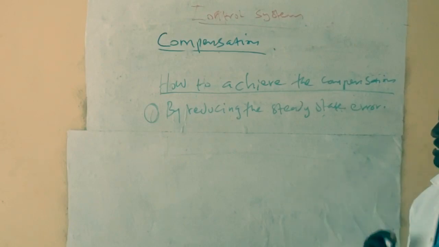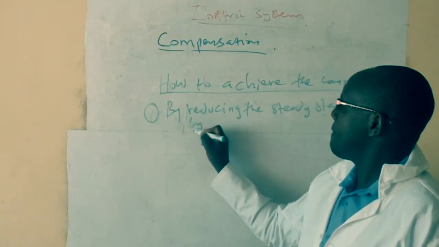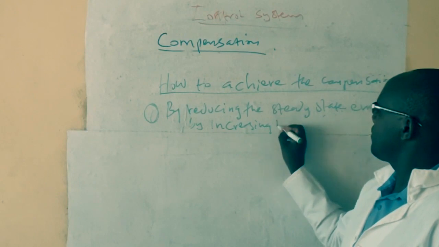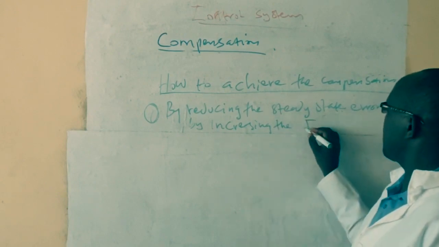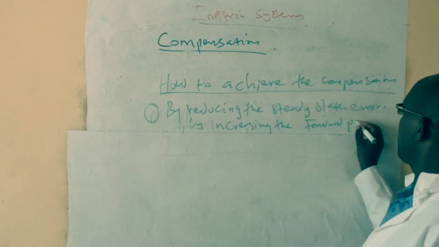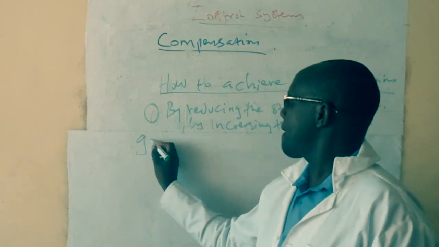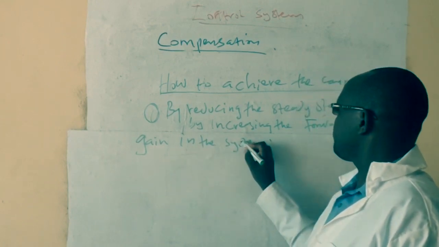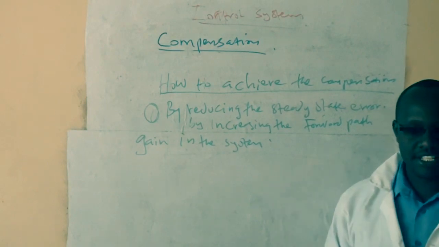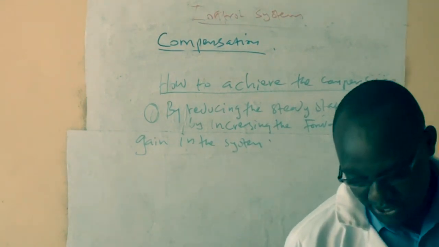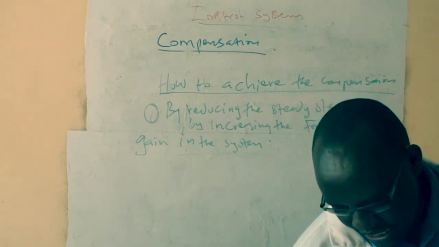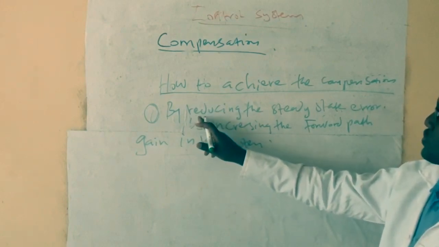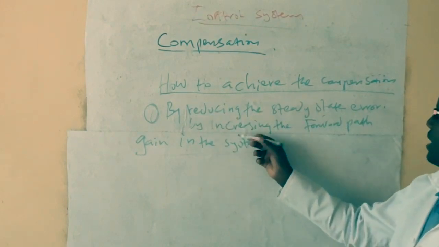Now, how do we do this? This is done by increasing the forward path gain in the system. There is also a disadvantage of doing this. When you increase the forward path gain of the system, it will lead the system to be unstable. So one way of reducing this steady state error is by increasing the forward path gain.